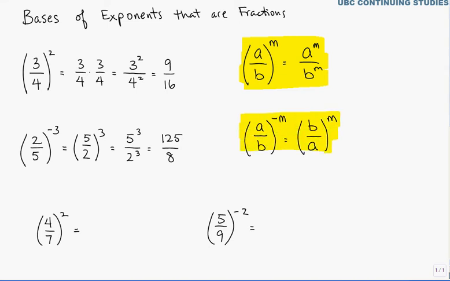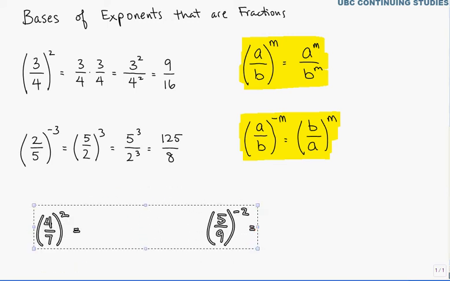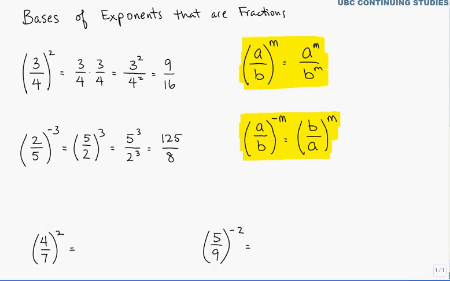Now, you may be saying, well, how come I can't just use the previous law and apply that negative exponent to both the numerator and the denominator? You can, but the problem is that you end up with an expression that's a little bit tricky to evaluate. So for instance, if you just applied the negative 3 to the 2 over 5, you would have 2 to the power of negative 3 over 5 to the power of negative 3.